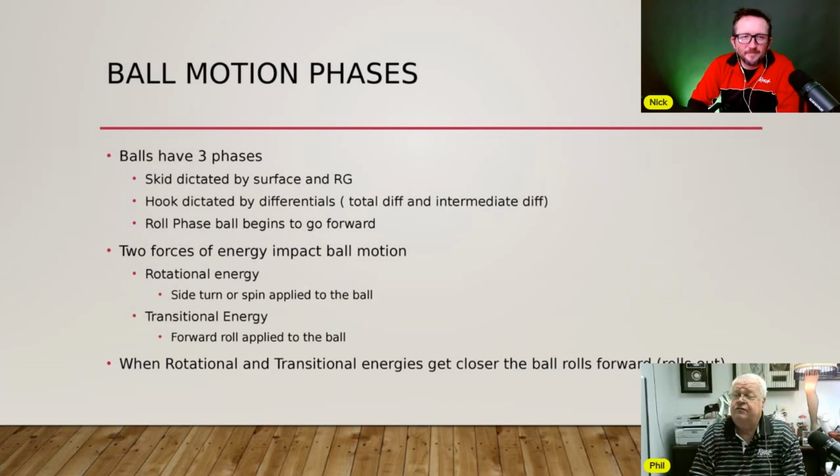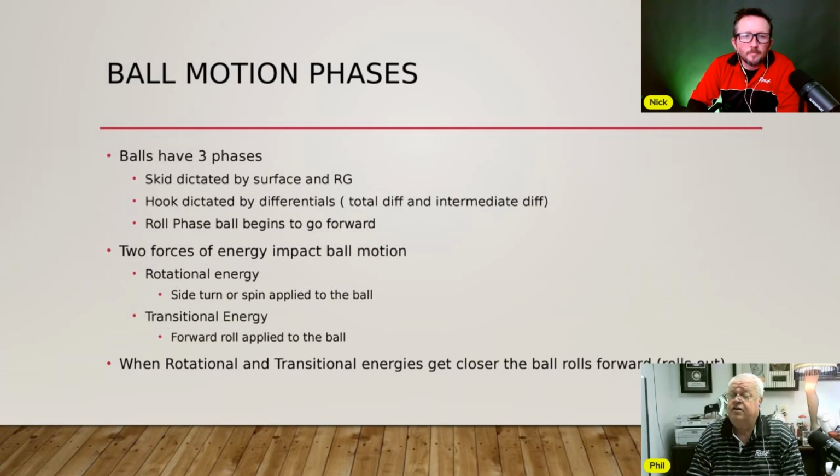So ball motion has three phases, right? It has a skid phase, and that's dictated by surface and RG. Then it has a hook phase dictated by differentials, total diff and intermediate diff, and then a roll phase, and that's at the end of the pattern when it starts to roll forward. If it rolls forward too early, that's bad. We'll just keep that in mind for later.